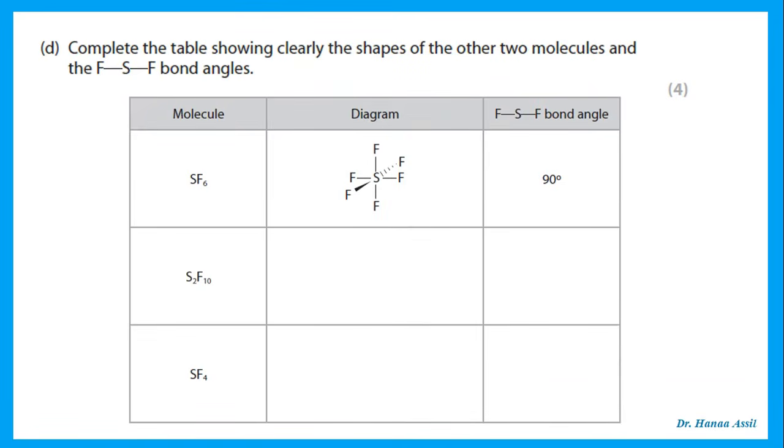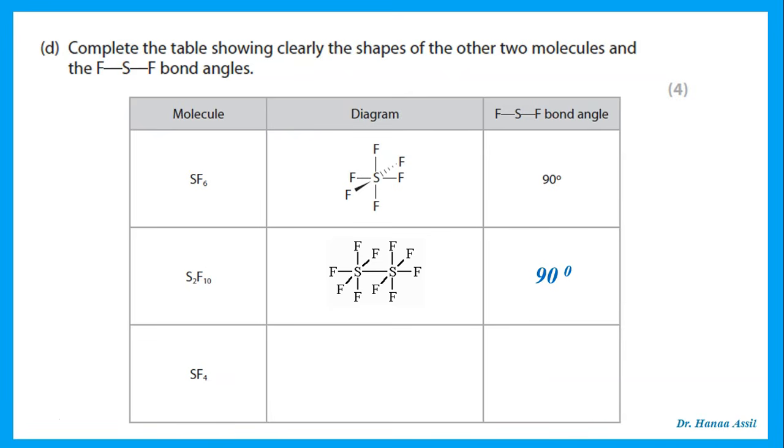Complete the table showing clearly the shapes of the other 2 molecules and the FSF bond angle. So he did the first one for me. SF6 is sulfur with 6 bonds, so this is obviously an octahedral structure, and the bond angle is 90. What about if we're drawing S2F10? Well, this would be the structure of S2F10, and again the bond angle is 90.